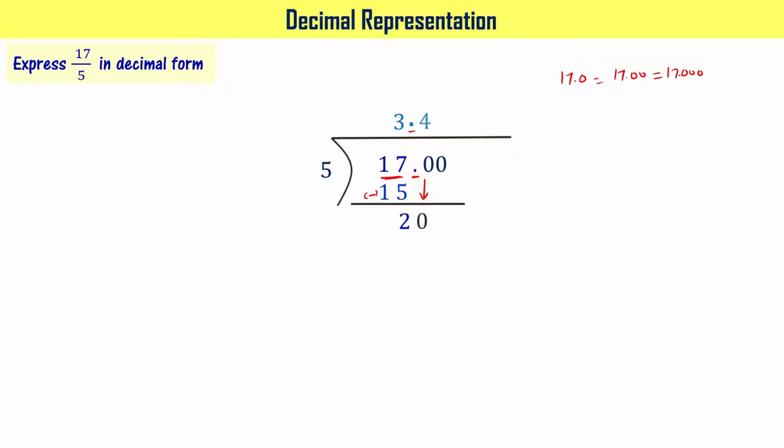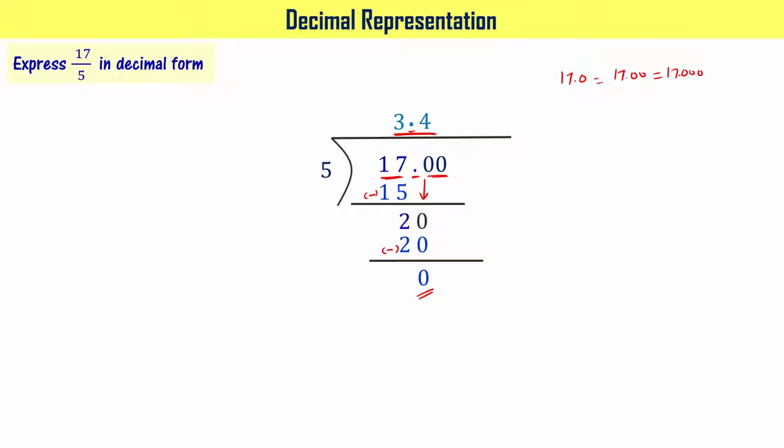We know that 4 times 5 is 20. Let's subtract 20 from 20. When you subtract, what you get is 0. You see, we now got the remainder as 0 and quotient as 3.4, right? Though I have written two zeros, what I have brought down is only one 0, right?